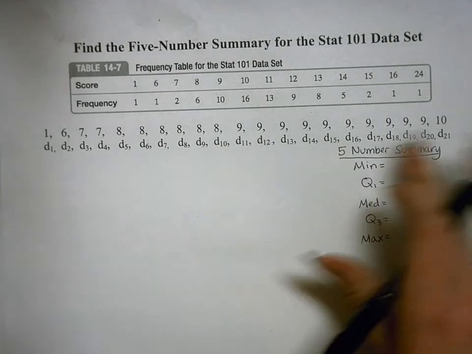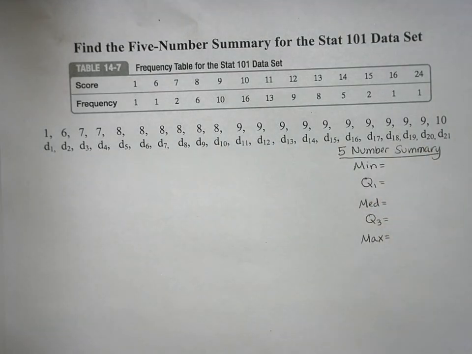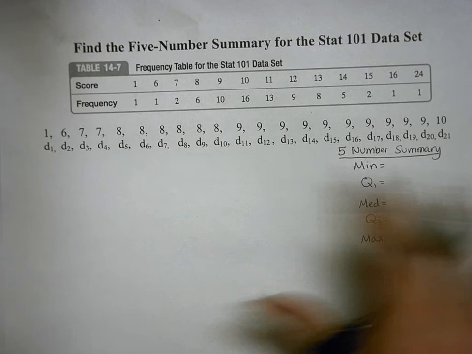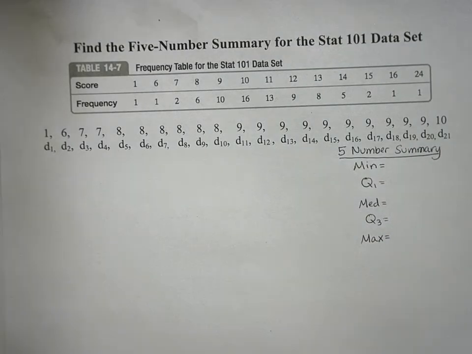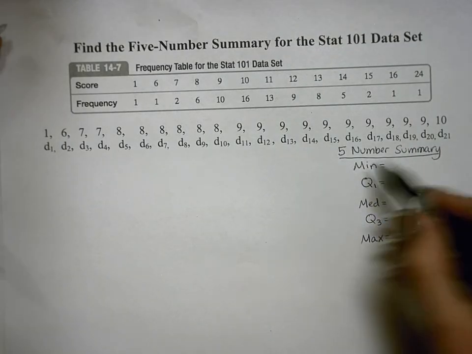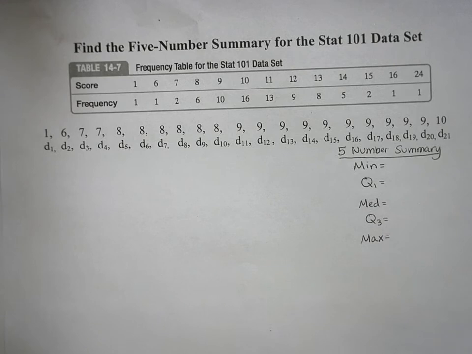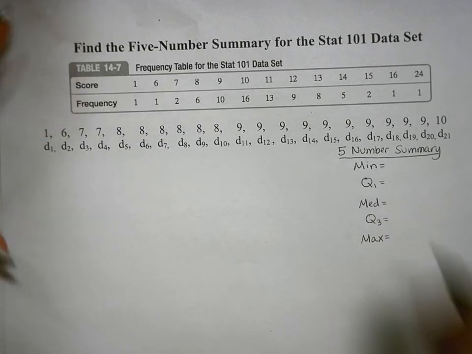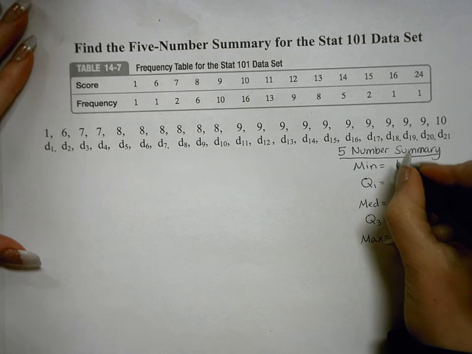But I just wanted to list some of these out because it's always good to remember what this information is telling us. So the first thing we're going to find in the 5-number summary is the minimum, and that's the easiest. It's just the smallest score. So you can see 1 is the smallest score.